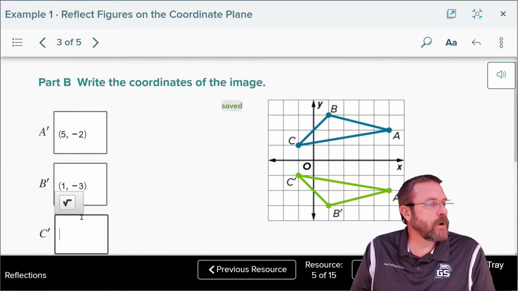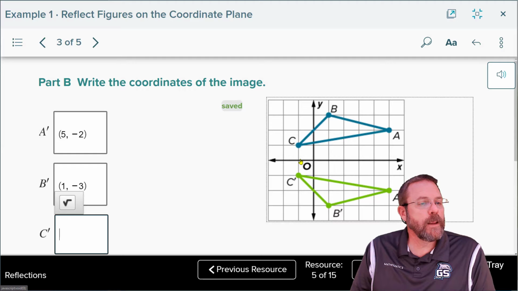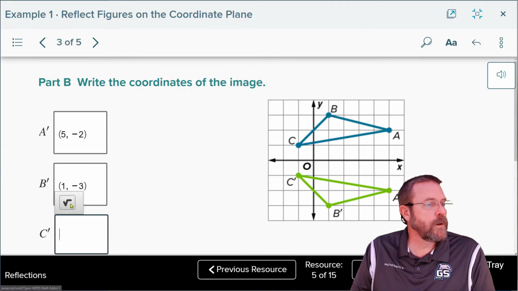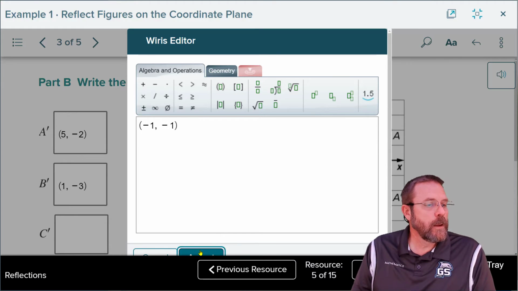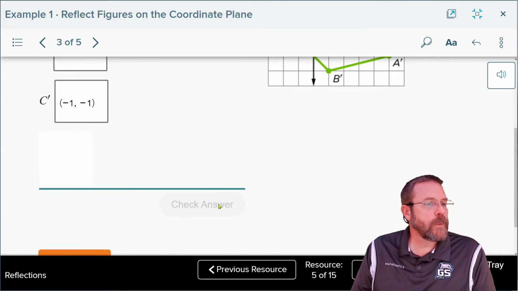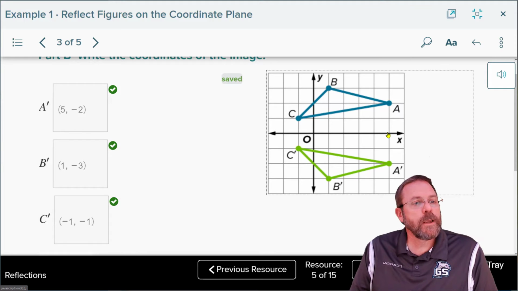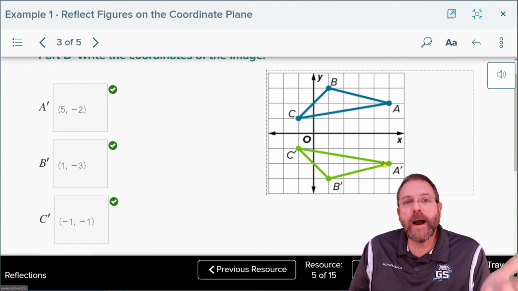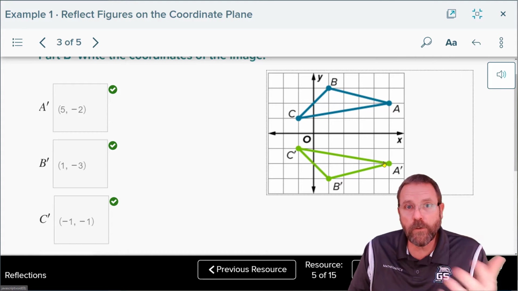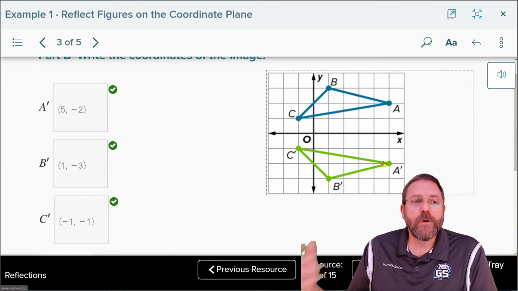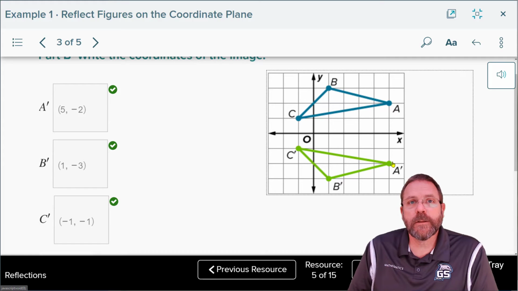And then C prime is going to be negative 1, negative 1. So we're going to put that in as negative 1, comma, negative 1. Accept and check, and all the answers check. And I hope this helps you to see what a reflection is. However high it is above, or however far it is on one side of the line, you move it that same distance to the other side of the line.